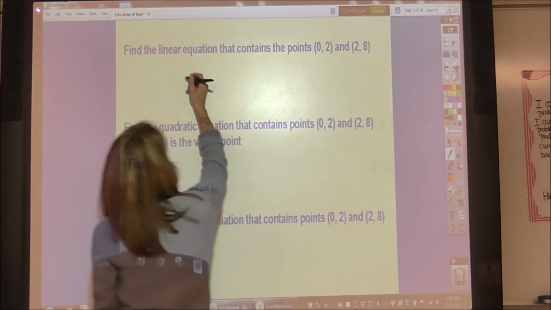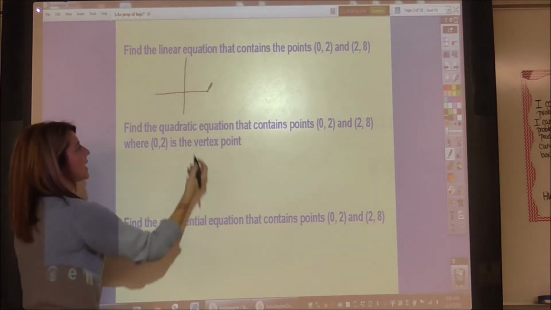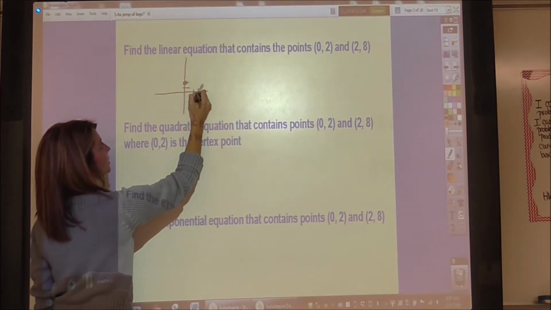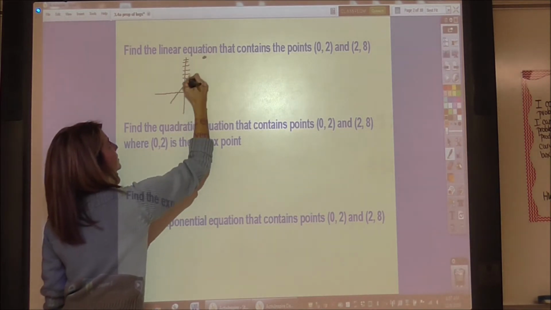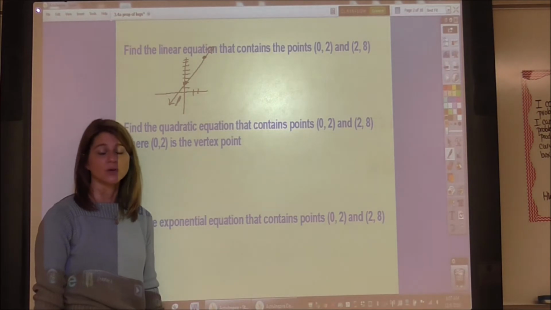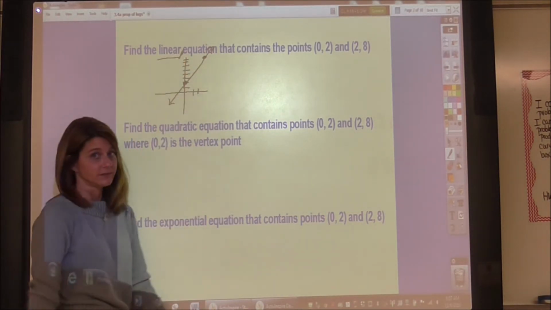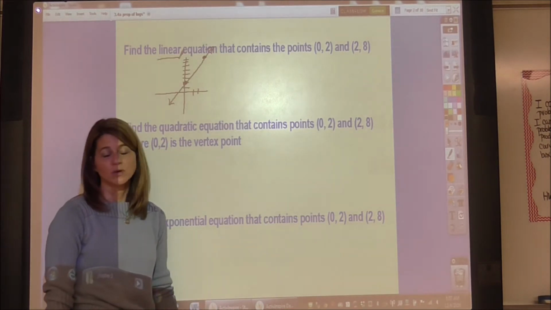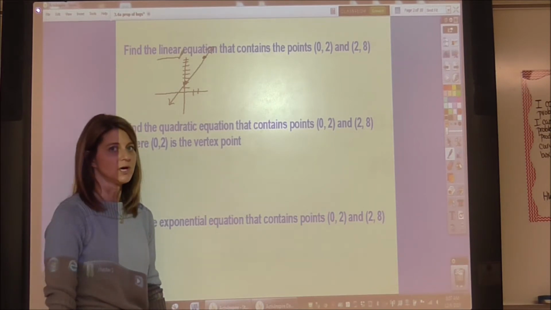All right, so if we just even sketch it, right? I have a point at (0, 2), and I have a point at (2, 8). We are looking for the straight line that goes through both those points. How do I know I'm looking for a straight line? Because it says linear. Literally, that's it. It just says linear, so I'm looking for a straight line. Okay, anytime we get the equation of a line, we need a slope. Let's go find slope. You know how to find slope, right?